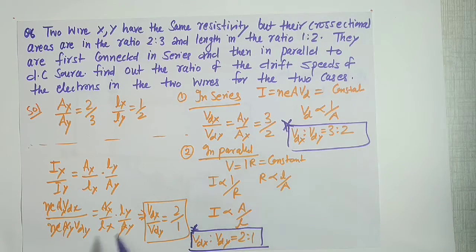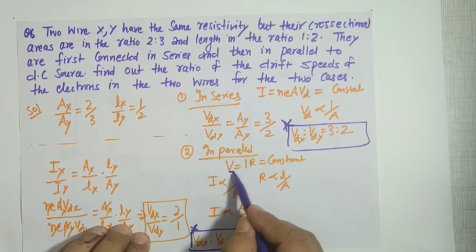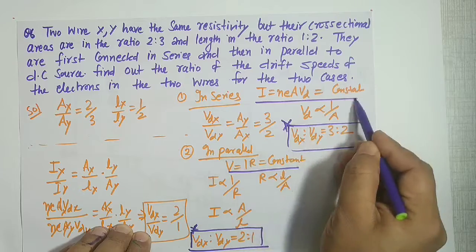Already the length ratio and area ratio are given. In parallel, V is constant. In series, I is constant. Okay. So this was question number 6.